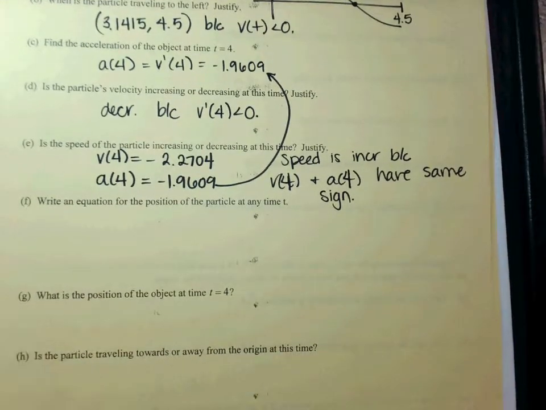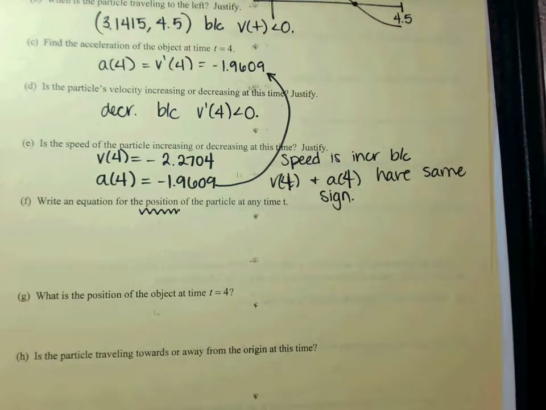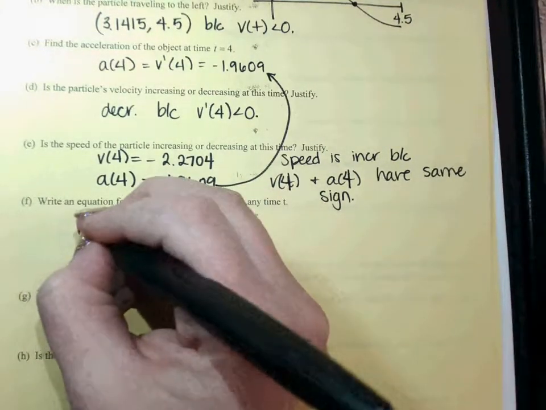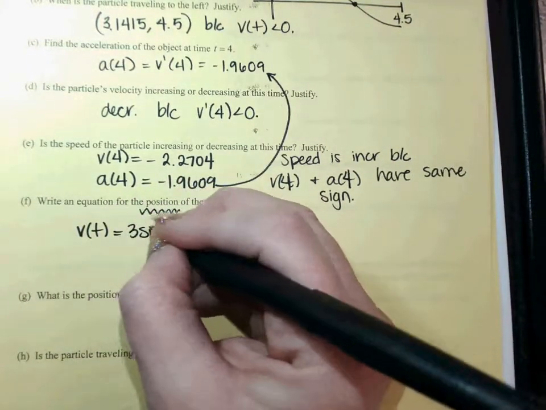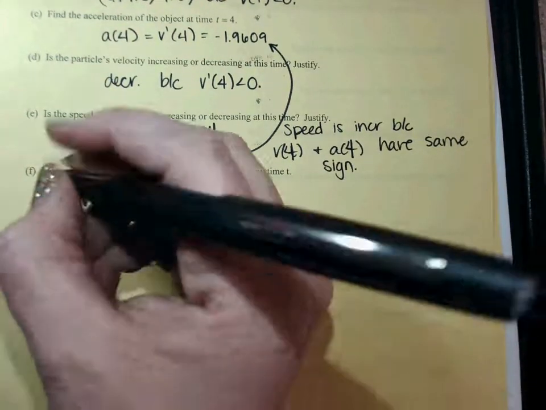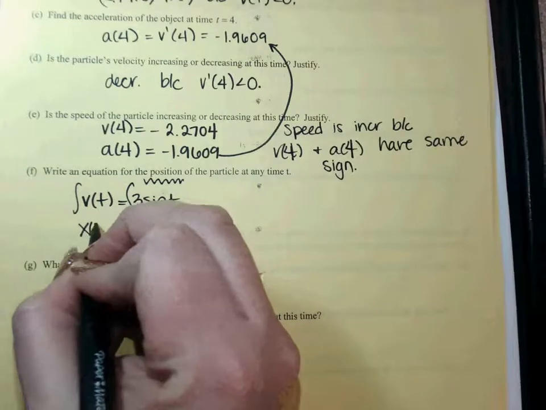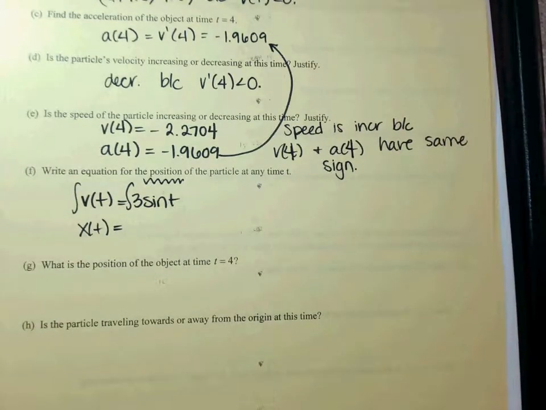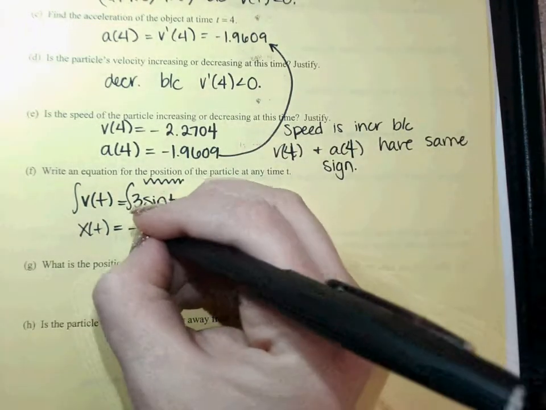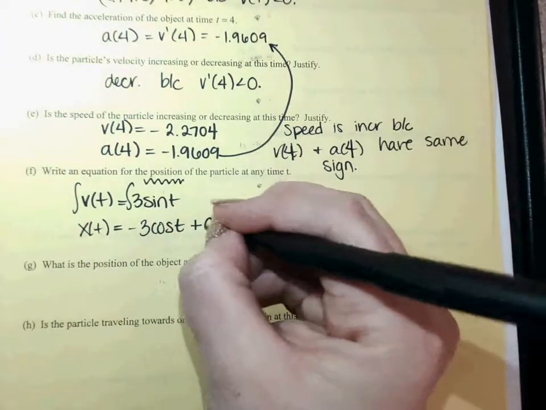Okay, part F asks you to write the equation for position. So if we have velocity, how would we get to position? Yes, antiderivative. Good. So, v of t is 3 sine t. This is what we were doing last week. Okay, I'm going to integrate on both sides. What is the integral of velocity called? Position. And then think about your snow cone. Remember antiderivatives, you always go up. Good. Negative 3 cosine t. Are we done? Yes, plus c.